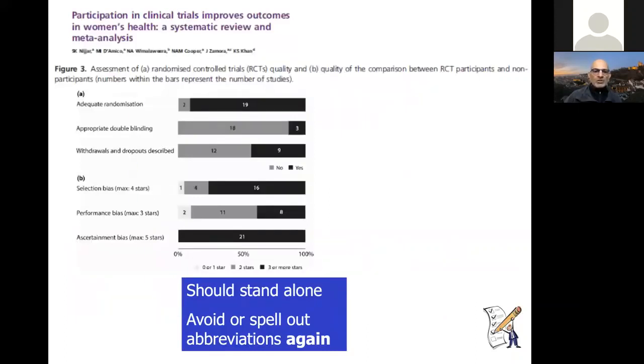Avoid and spell out all the abbreviations. For example, in this graph of a systematic review, you can see that randomized trials are spelled out in short form with RCT, so that when the word RCT is used again, it can be readily seen within the graph as to what this means.